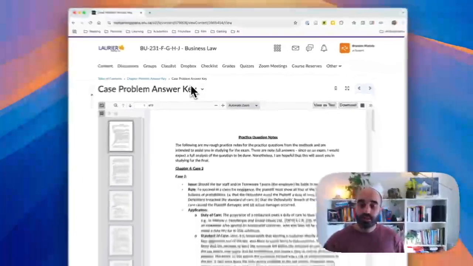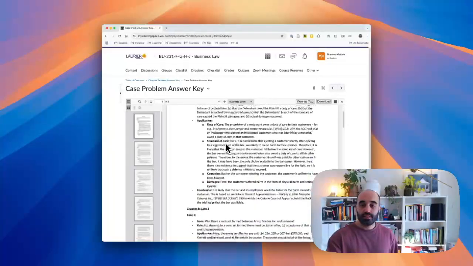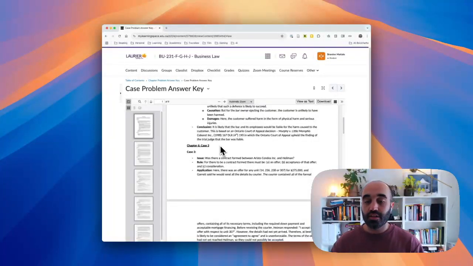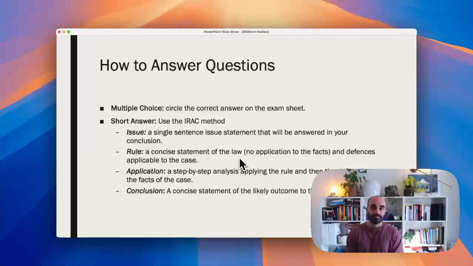This will bring you to a document that has the answers that I've drafted to these problems. So what we would suggest you to do is to do the practice problem first, and then look at the answer after and critique your own answer.